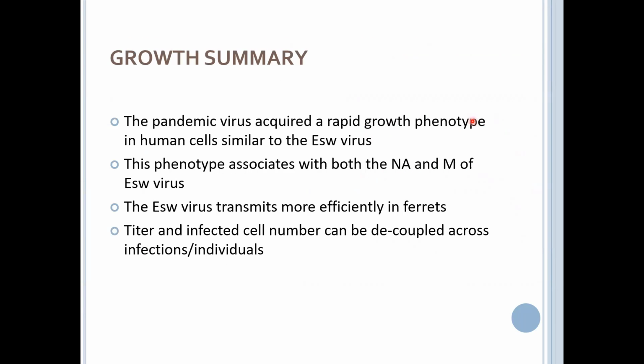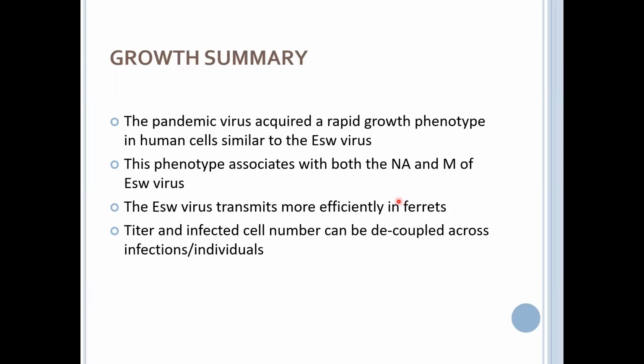These growth phenotypes explained why the pandemic virus was able to acquire a rapid growth phenotype compared to the European swine virus and the American swine virus, and is mediated by this neuraminidase, and I didn't show you the data, but also the M of the European swine virus. And we found that the European swine virus could transmit efficiently in ferrets as well.